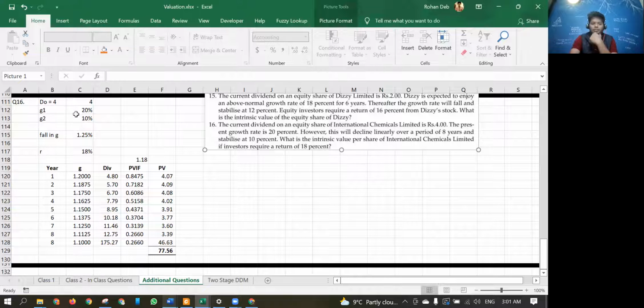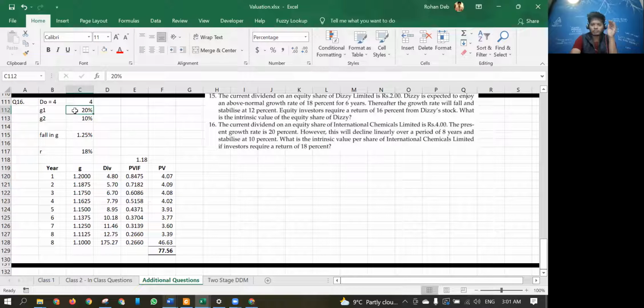Okay, but in this case what they have said is it's 20% and it linearly falls to 10 and then stays stable. So what we have to do is calculate the growth rate for each year. So what I've done is that difference of 10 I've covered over the 8 years, and there is a fall of 1.25% every year. So you can see the first year is 20%, then 18.75, then 17.5, and so on till the 8th year when it reaches 10% basically. Okay. So you can see the solution. I think it will be self-explanatory.